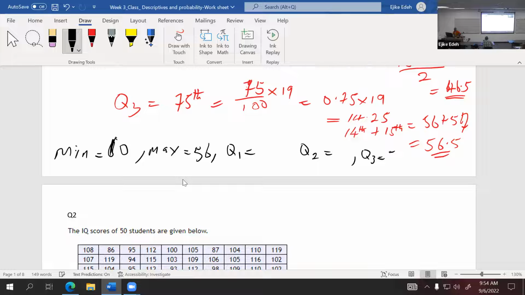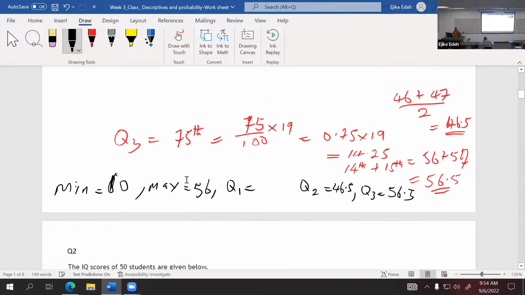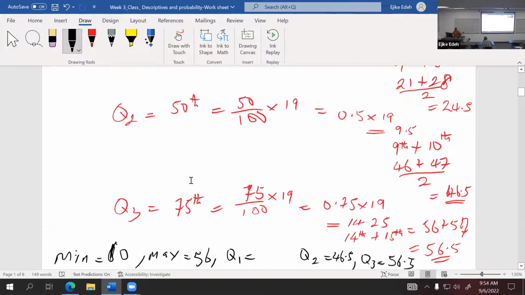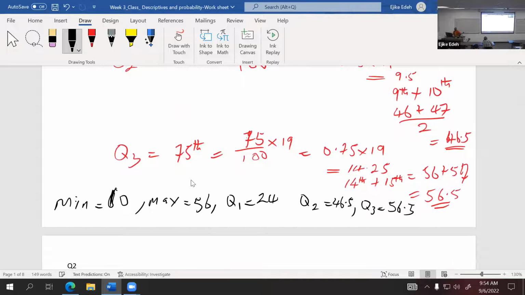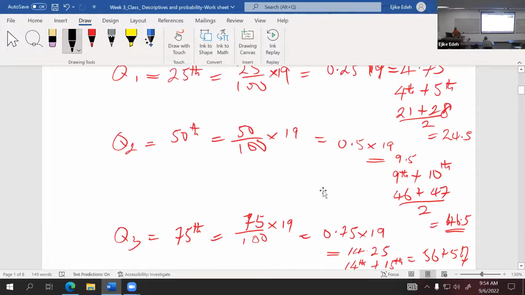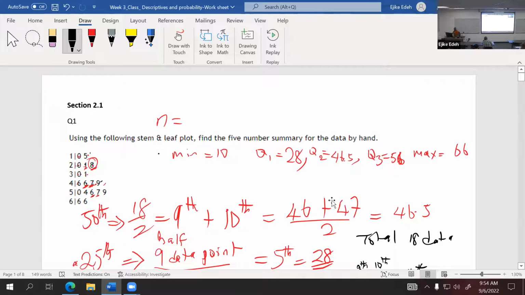So Q3, of course, we got to be 56.5. Q2, we got to be 46.5. And Q1, we got to be 24.5. Right? So if we compare this answer with the manual one, there could be slight differences, right?